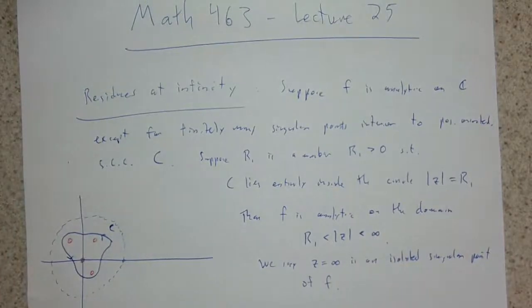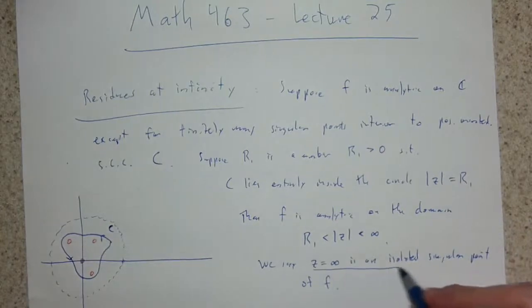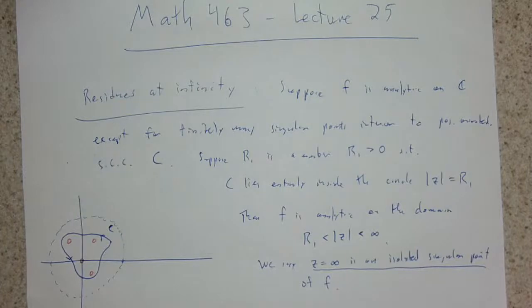Okay, and so if you believe that we're able to consider the point at infinity an isolated singular point, then it stands to reason that we should be able to talk about the residue at z equals infinity in some way that makes sense. So how do I do that?